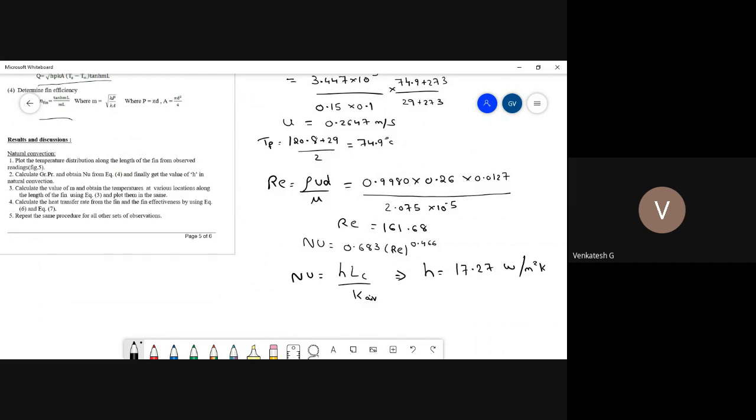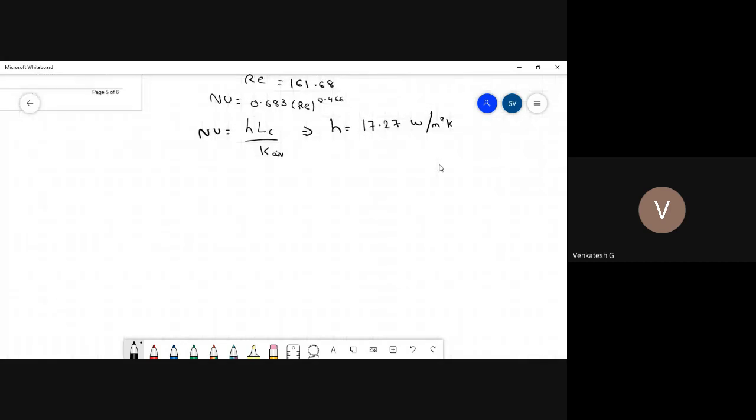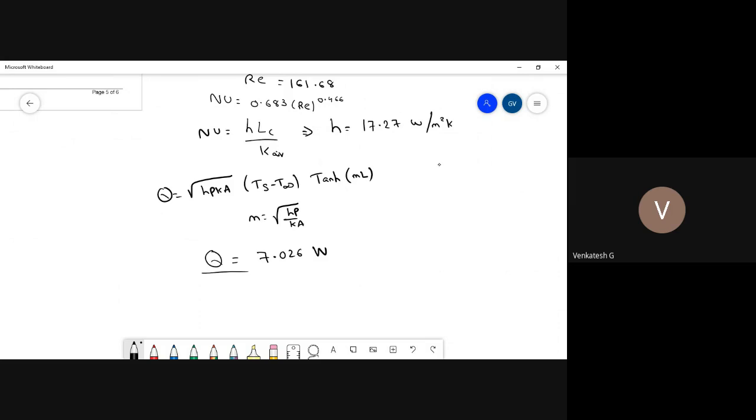These two equations are common for both free as well as forced convection. So you can calculate Q is equal to root over hPkA, into T surface minus ambient, into the hyperbolic function tanh of mL. Here m is given by root of hP by kA. Okay. From this, we can calculate the Q value. It will be around 7.026 watts. So this is the heat transfer from the fin in forced convection, right?